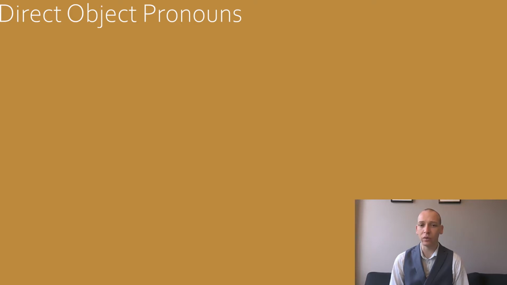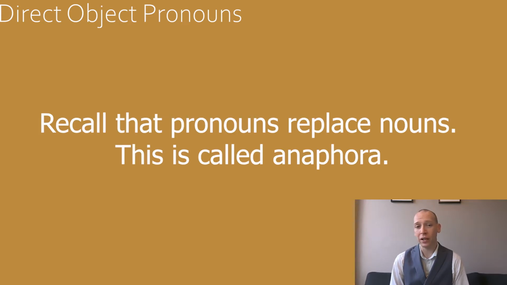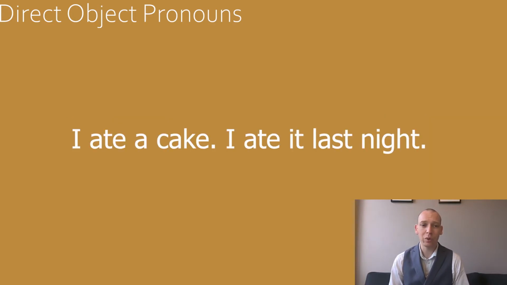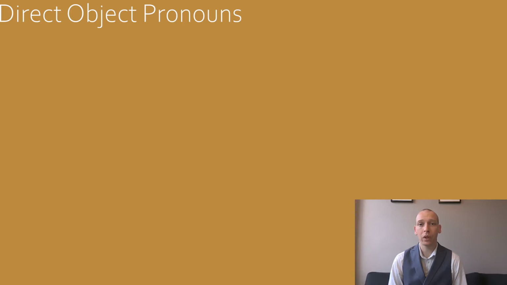Now that we have an idea of what a direct object is, we can look at direct object pronouns. As we learnt in our last episode, pronouns replace nouns to avoid repetition, a phenomenon called anaphora. So if I start with a slightly modified version of my original example, I ate a cake, and then expand it slightly to say, I ate it last night, I have now used a direct object pronoun in my second sentence. The word it has replaced cake. You may have already realized then that we will need a direct object pronoun that corresponds to each of the subject pronouns from our last episode. Let's go through these now.